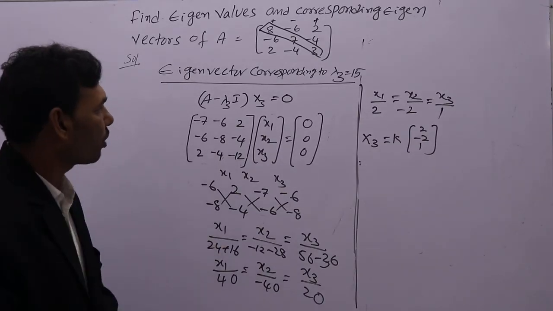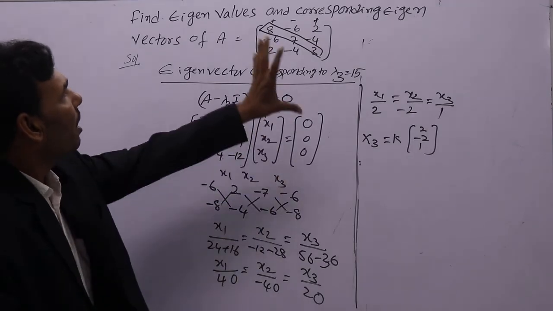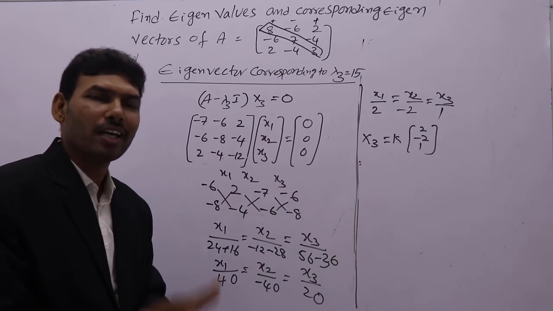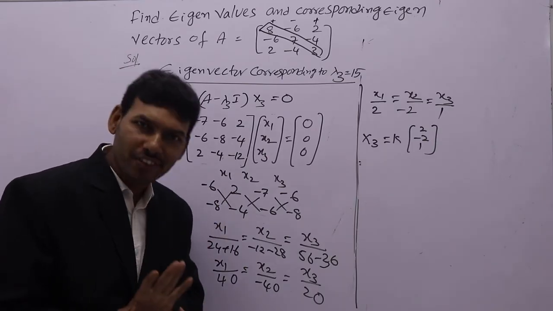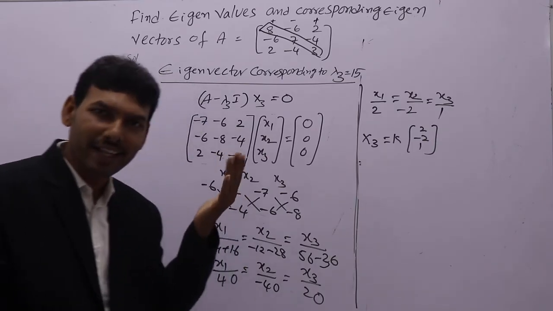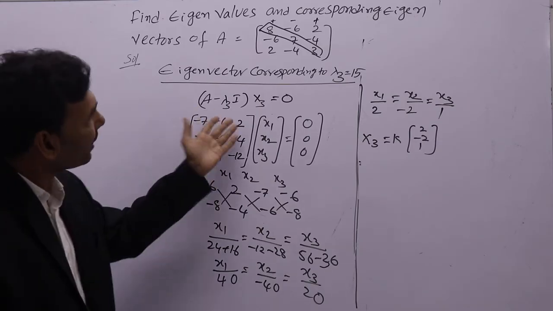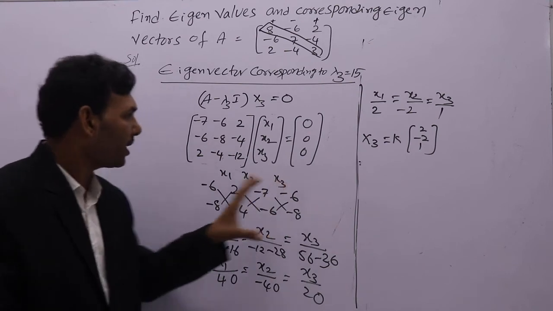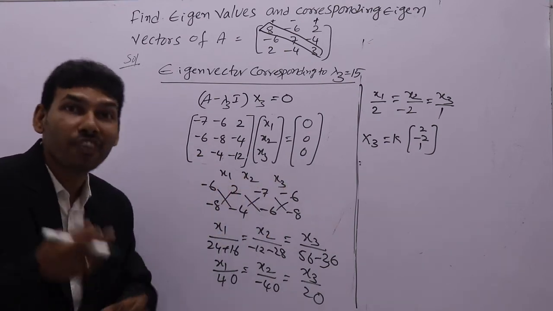This is a very important topic. Here the characteristic equation plays the key role. That is why I said one small technique: if you can calculate the characteristic equation correctly, automatically you will get the eigenvalues correct, and the eigenvectors also you will get correct. So concentrate on that shortcut. But these shortcuts sometimes fail.